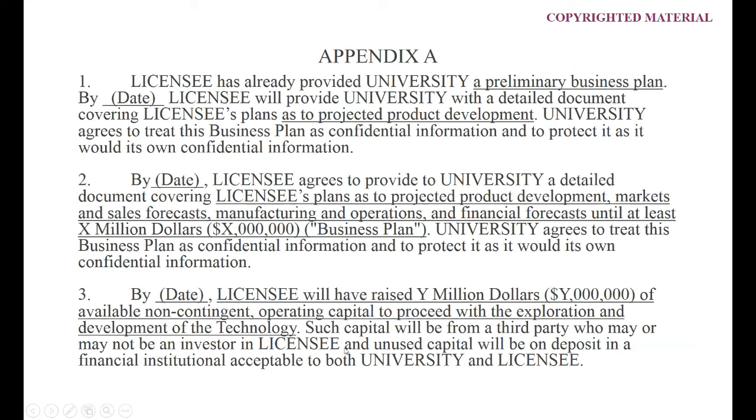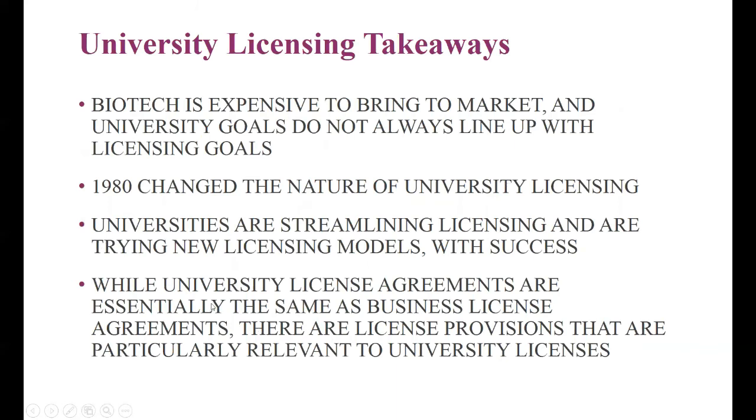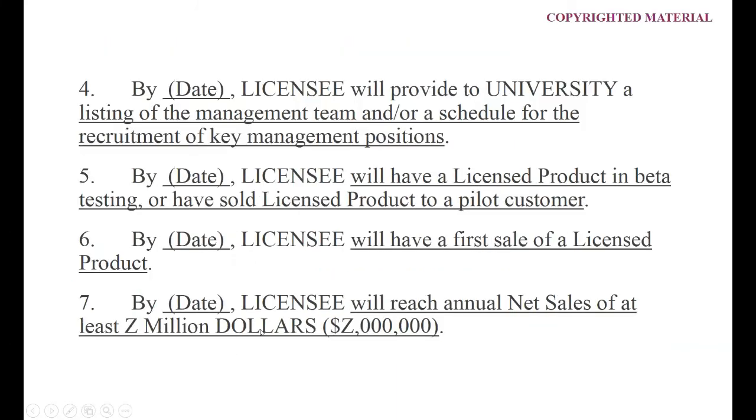And again, licensee in part 3 has to have raised so many millions of dollars by a certain date in order to continue development of the technology. And then here are other things that they have to do by certain dates. Have a schedule for recruitment of key manufacturing positions, provide a product in beta test by a certain date, have a first sale by a certain date, have reached net sales of so many millions of dollars by a date. And you can see this is really tight.